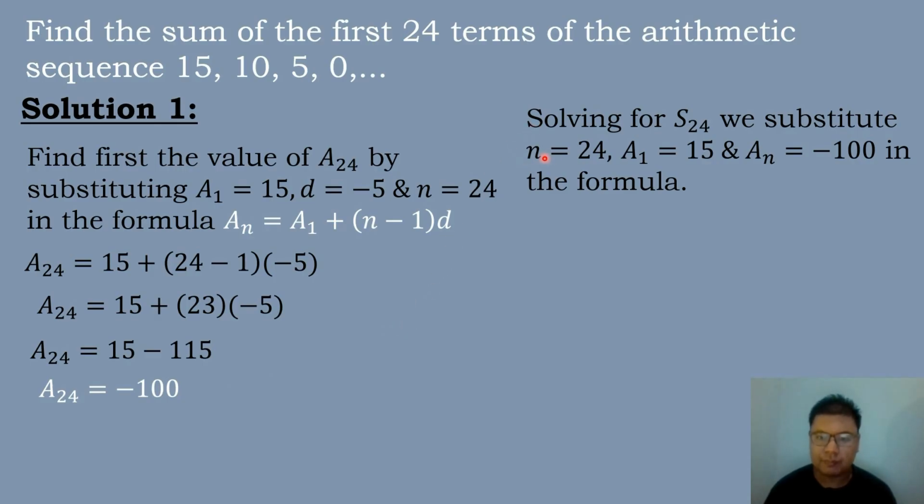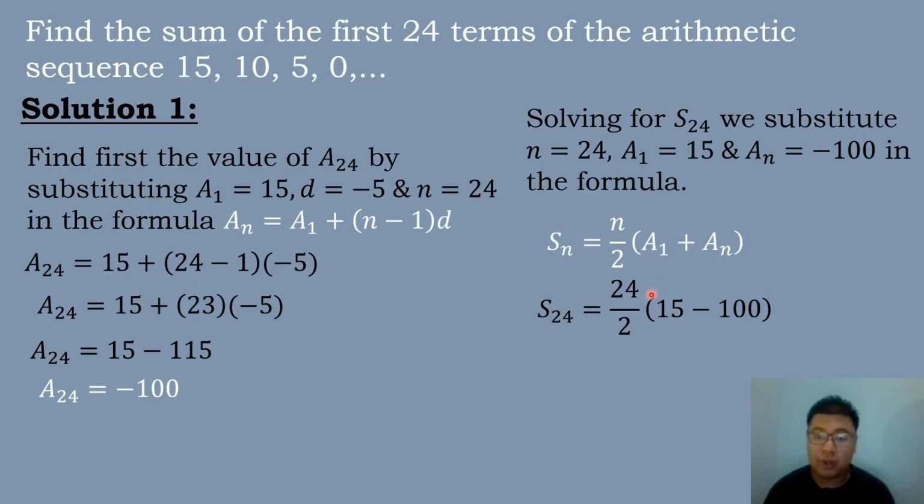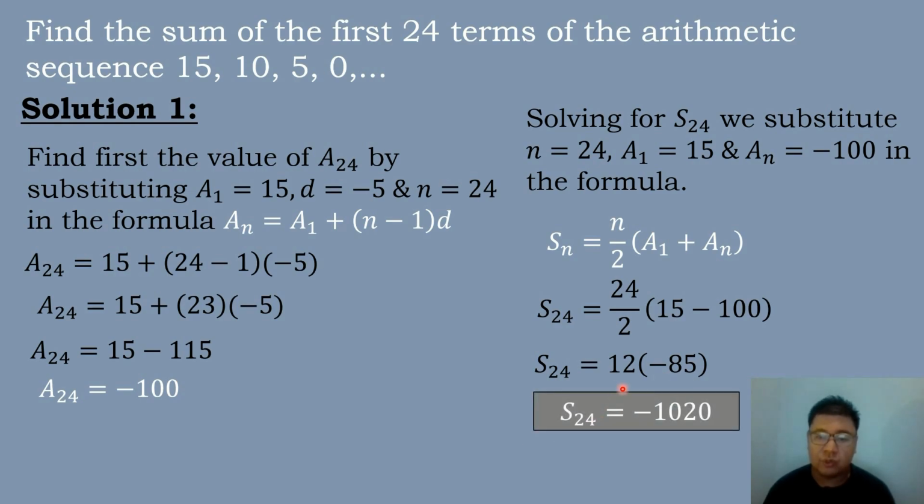And then the next step is to solve for S sub 24 using the formula of the arithmetic sequence. S sub n is equal to n over 2 times the quantity of first term plus the last term. So we will substitute the value. So we have S sub 24 is equal to the value of n, which is 24. So that will be 24 over 2 times the quantity of the value of the first term, which is equal to 15, plus the value of the last term, which is equal to negative 100. So bring down S sub 24 equals 24 divided by 2 is equal to 12. 15 minus 100 is equal to negative 85. And then 12 times negative 85 is equal to negative 1020.